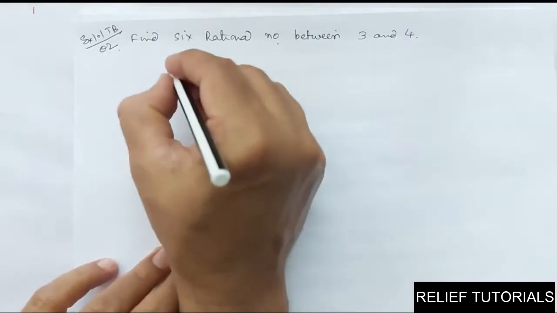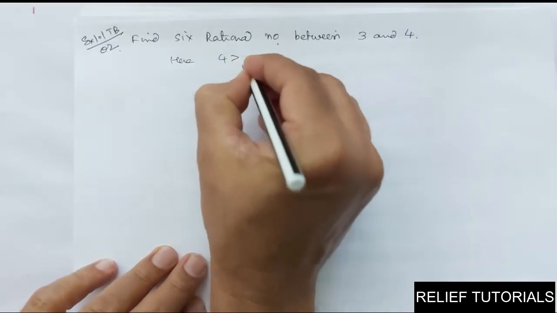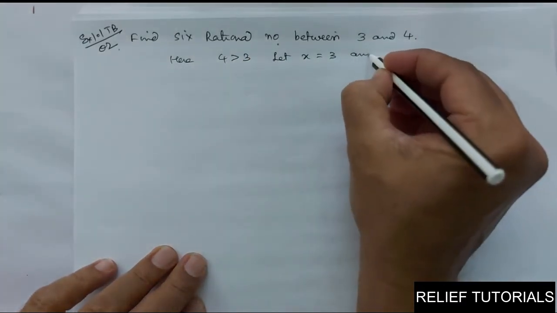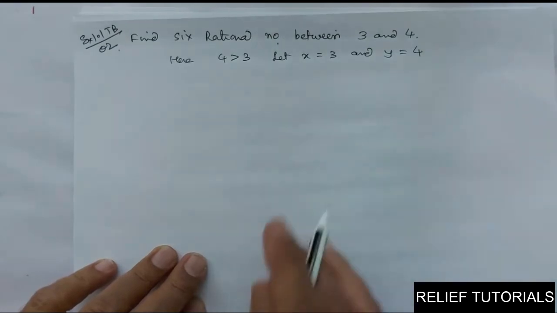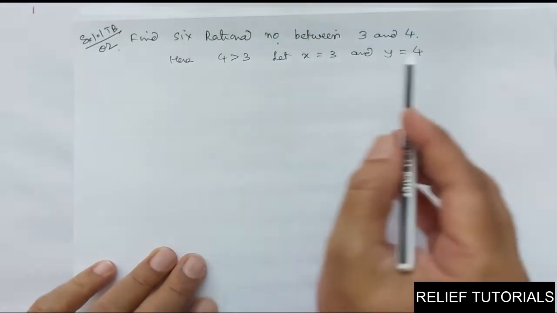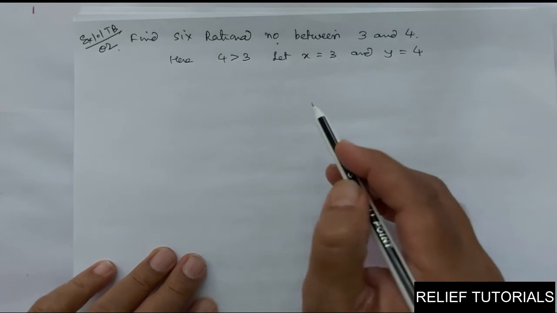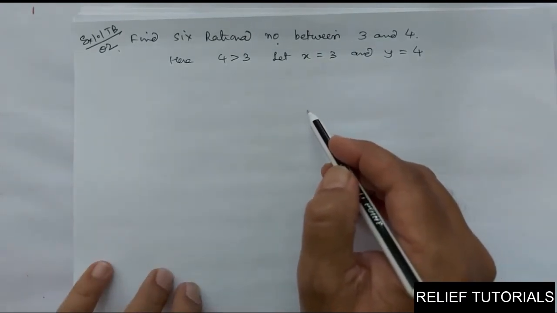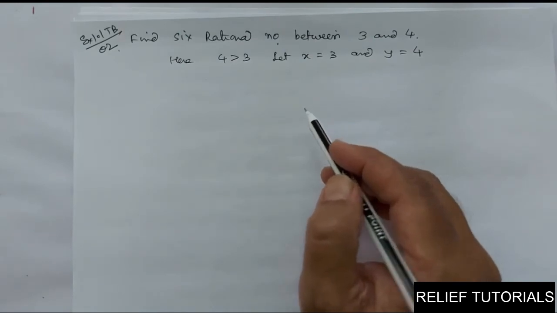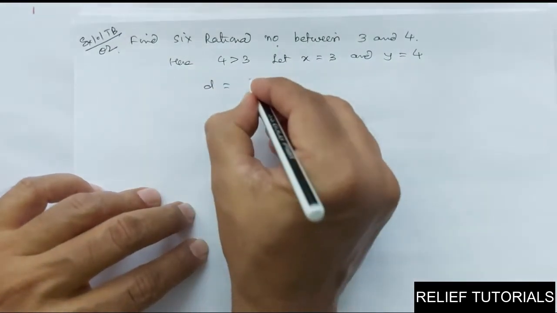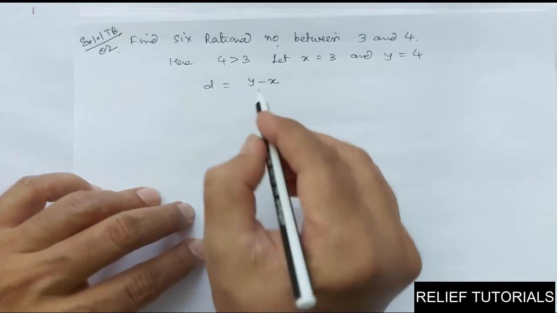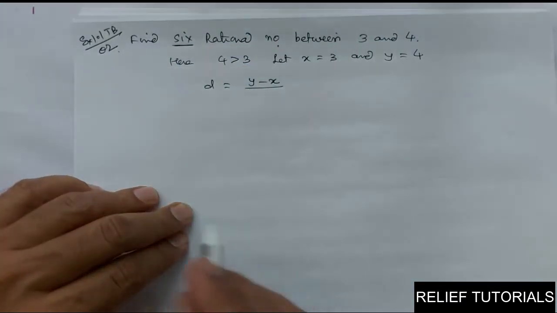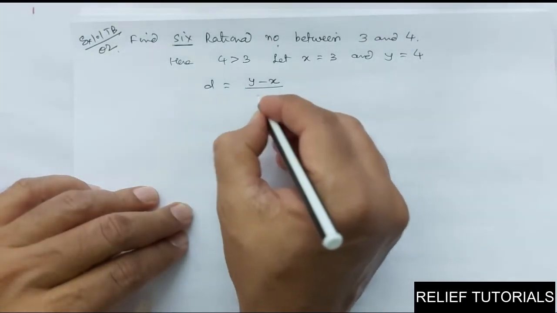So here we can say 4 is greater than 3. So let x equal 3 and y equal 4. The bigger number you take as y, the smaller number you take as x. Now we will find d. Let d equal y minus x, that is the difference of the two given numbers, upon how many numbers you want to find. 6, so you have to write here 6 plus 1, that is n plus 1.